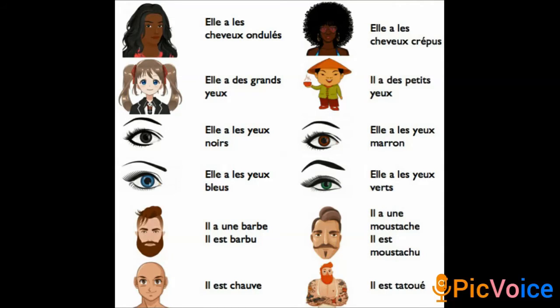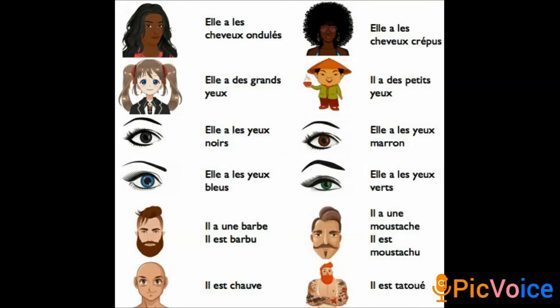Next, you have the same, how to write for has, eyes, and how is he, his appearance. Is he with a beard, mustache, or does he have no hair on his head, or does he have a tattoo or all. So you are going to describe the person. So you have this in French.